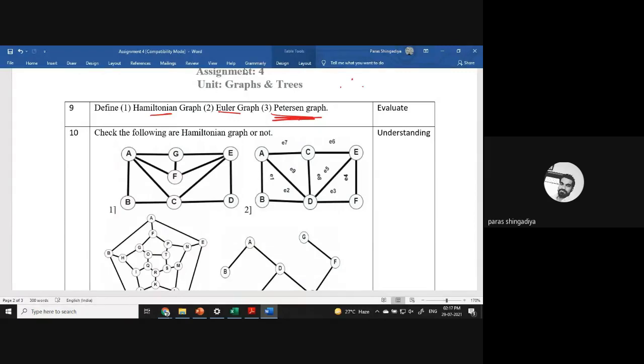You only have to draw the graph of Petersen here. That's it. So here you have to mention the definition plus one example for the Hamiltonian and the Euler, and for the third one you just write its graph only. Write a definition of Hamiltonian graph and draw one graph which is Hamiltonian, and then write a definition of Euler graph and give one example.